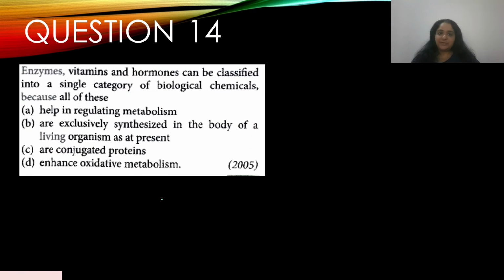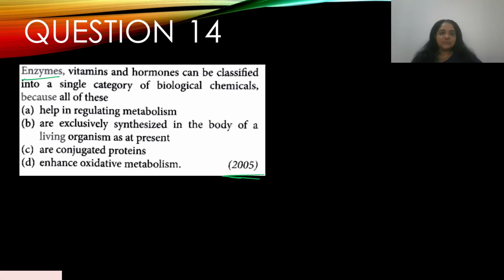Okay, so question number 14. Enzymes, vitamins and hormones can be classified into a single category of biological chemicals because all of these, this appeared in 2005. A, help in regulating metabolism. B, are exclusively synthesized in the body of a living organism as at present. C, are conjugated proteins. And D, enhance oxidative metabolism.